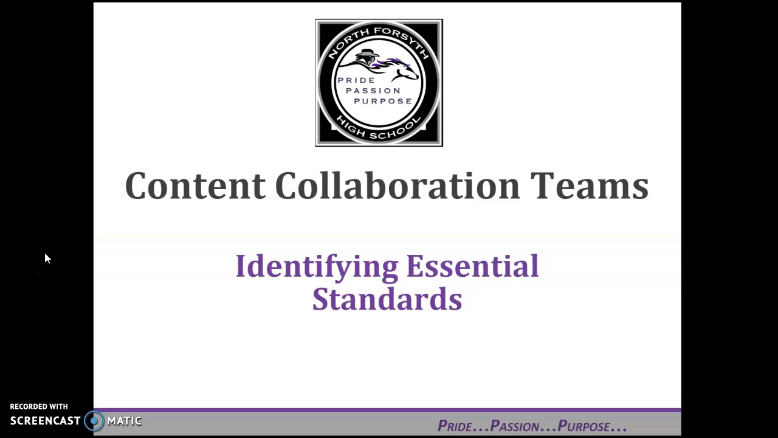Today we're going to be working in content collaboration teams. Your department chairs have worked with TEKS administrators to determine what content collaboration team you're going to be working on. And today we're starting the first step, which is identifying essential standards.